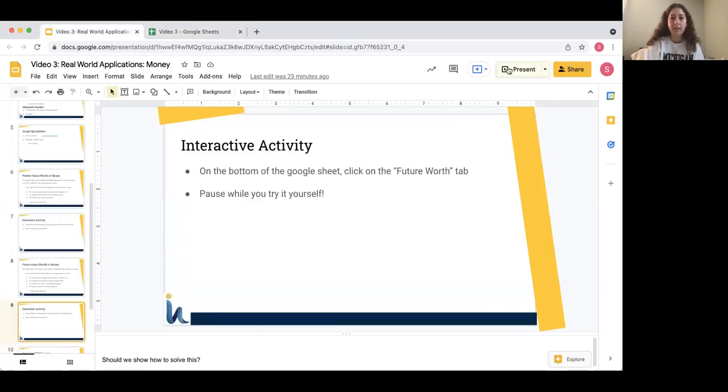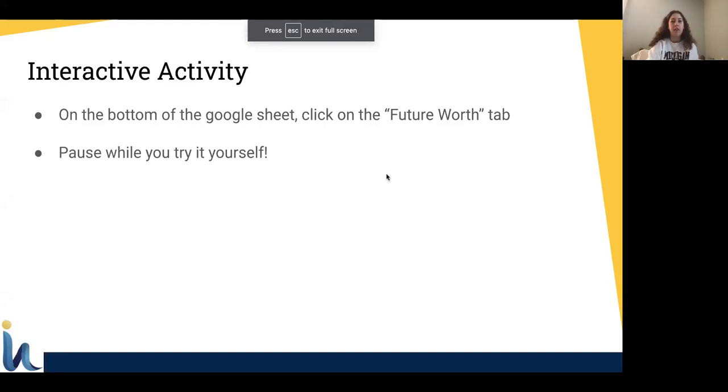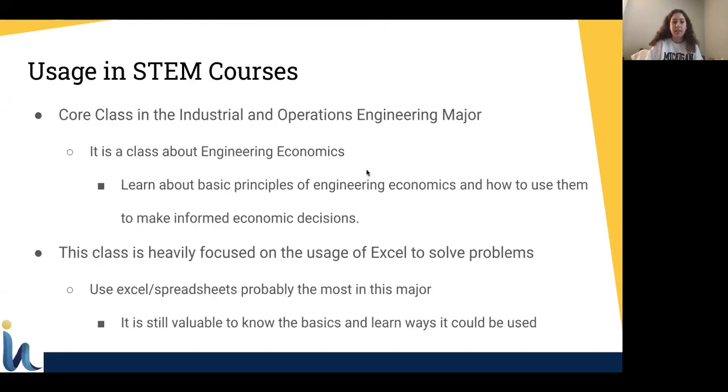Okay, going back to the end of the slide, we'll finish off with some usage in STEM courses. These topics were introduced in the industrial and operations engineering class that I took. It's about engineering economics. It has a lot to do with money and interest rates. You learn about basic principles of engineering economics and how to use them to make informed economic decisions. So if you're given this money and it's worth that at the end of that time period, do you do it, or do you withdraw it or not?